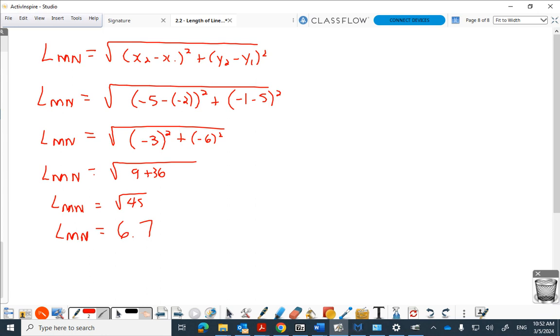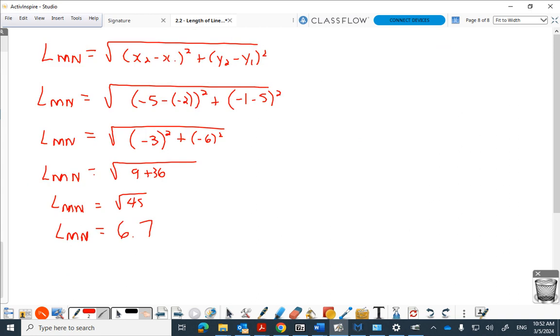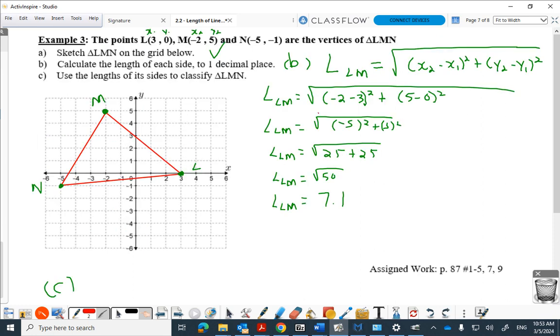I did MN. Now I've got to check to see what my last one was. I forget what the last one is. I did LM. I did MN. Now I need LN. Yes. LN.